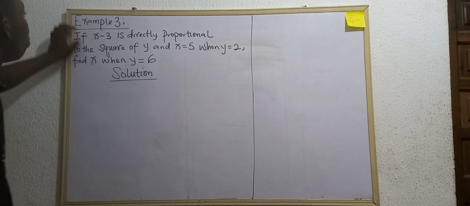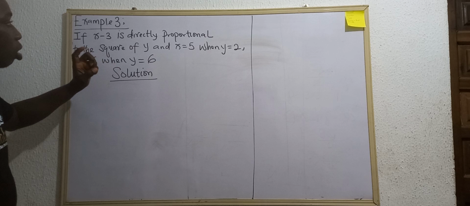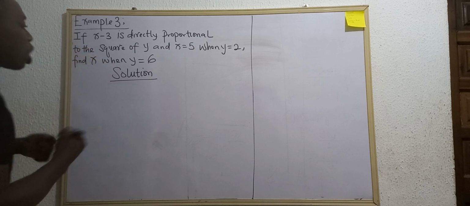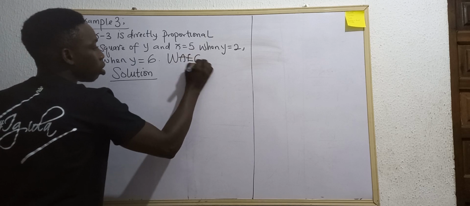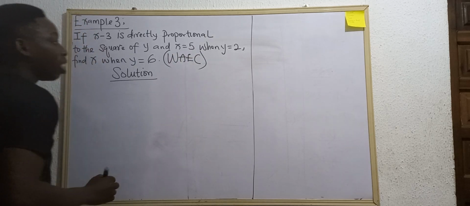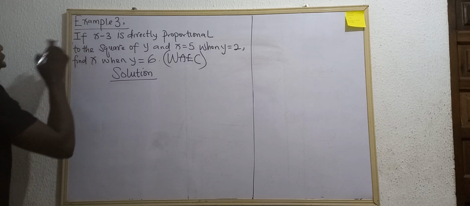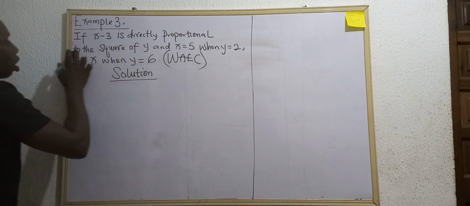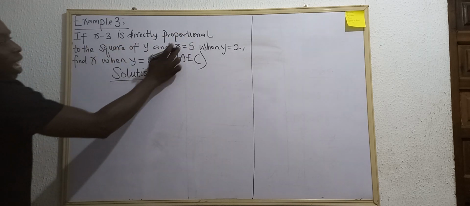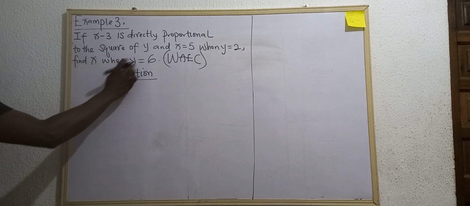Hi guys, this will be the last example I'm going to be solving under direct variation. This question is one of the past WAEC questions under direct variation. Now let's solve this. Let's read the question first. If x minus 3 is directly proportional to the square of y and x equals 5 when y equals 2, find x when y equals 6.